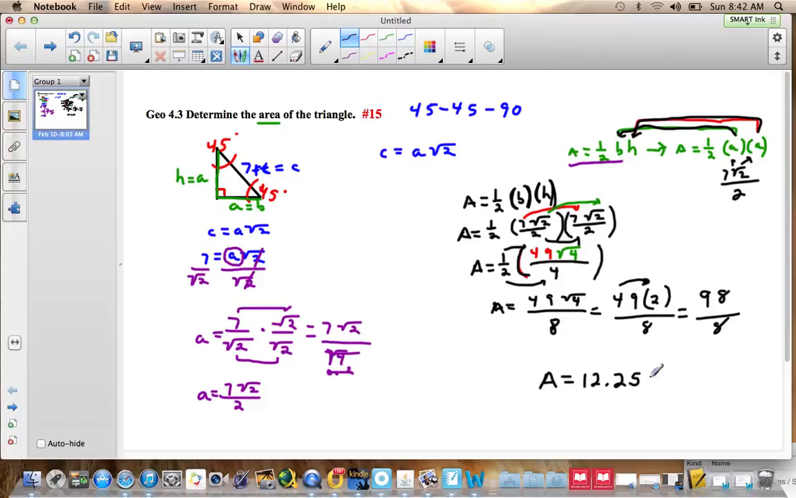And since we're talking about square feet in this problem, then my units are going to be square feet. Okay, and that concludes number 15 on 4.3. So solve for A, and then you're going to use A to plug in to find your area. And you'll plug A in where your base and your height would be in that formula. Good luck.